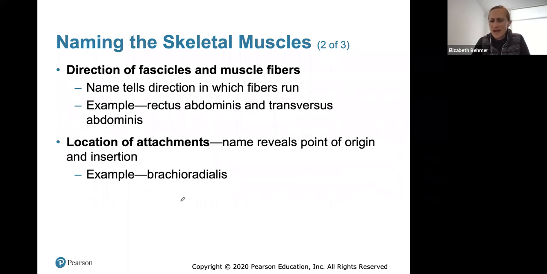The direction of the fascicles and muscle fibers: the name will tell us the direction in which the fibers run. So for example, the rectus abdominis is very straight. Rectus is straight. Transversus abdominis will be more transverse across. And the location of their attachments: the name reveals the point of origin and insertion. So the brachioradialis goes from the brachial region to the radius bone.